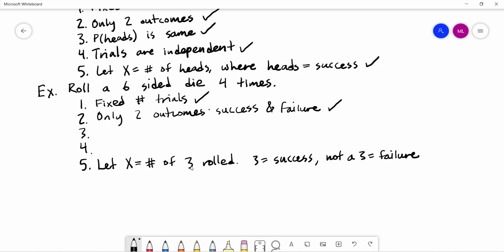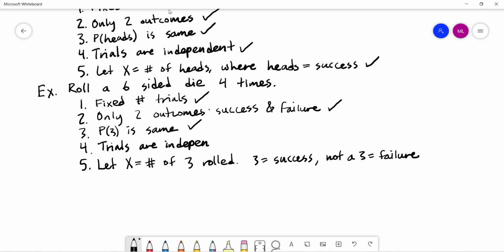So check. I'm calling rolling a 3 a success, and rolling anything that's not a 3 is a failure. Is the probability of our success, the probability of rolling a 3, always the same for every trial? The answer is yes. Every time I roll a die, I have a 1 in 6 chance of rolling a 3, so that number is fixed. Just like you don't use up heads when you flip a coin and it lands on heads, you don't use up 3s when you roll a die and it lands on 3. The next time you roll the die, you'll have the exact same chance of landing on 3, which tells us that our trials are indeed independent.